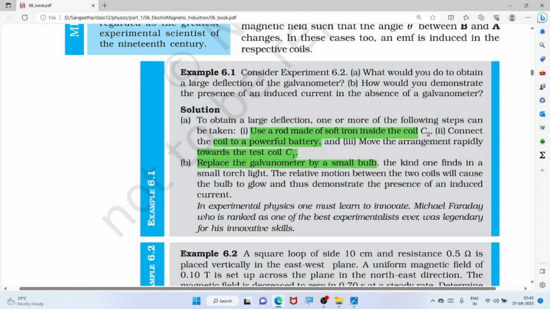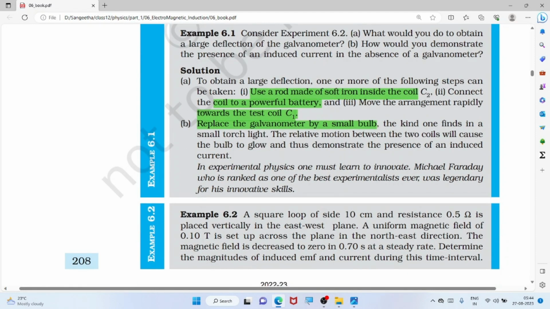So consider the experiment, arrangement A. What can you do to obtain a large deflection in the galvanometer? As I said, if you use a soft iron core inside the coil C2, you can increase the flux. Then you can connect a powerful battery or make the movement more rapid towards this coil. You can also use a bulb instead of the galvanometer.